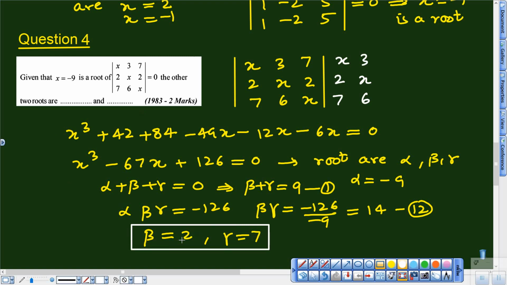It could have been written vice versa, it does not make any difference. It could be beta is equal to 7, gamma is equal to 2. Anyway, it does not make a difference. Thus, the two roots which are required to be found in this fill in the blank kind of question are 2 and 7. Aren't they? And that completes the discussion of this question.